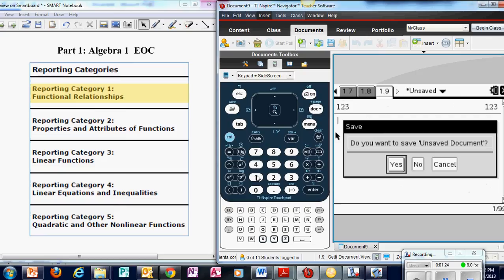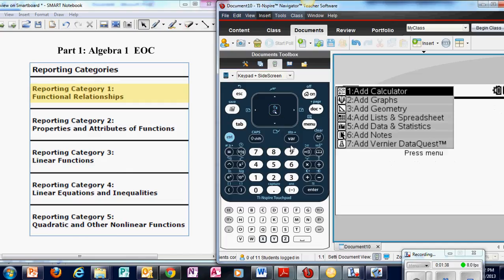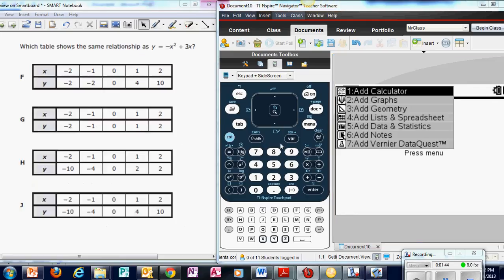So a new document will be 1. Do I want to save what I have? No, I want a fresh start. So arrow to the no and hit yes. Arrow to the no and hit the click button. Now, don't select what you want until we look at the first problem. So let's go to this first problem.